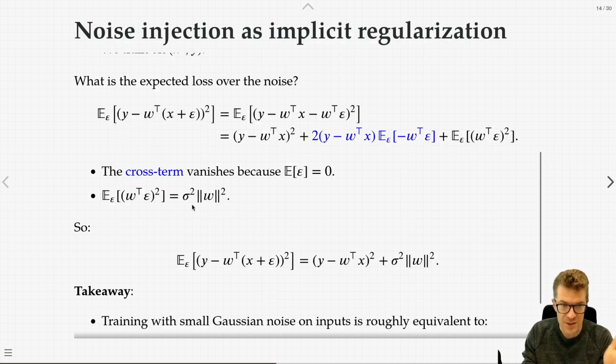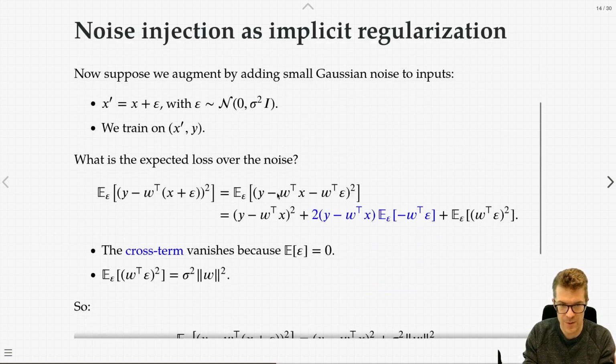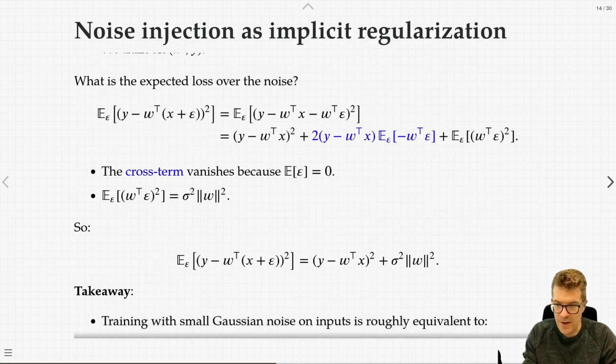And then the expected value of the weights times the noise, squared, is just sigma squared, which we get from the definition of the noise, times the 2 norm of the weight vector, again by definition. So we can rewrite that last term as well. Then we can rewrite this expansion as: the expected value of this big squared difference between the labels and the predictions on the noisy perturbations is the original loss of y minus the predictions on the clean data, plus sigma squared times the 2 norm of the weights.